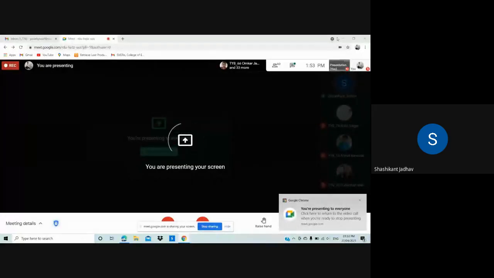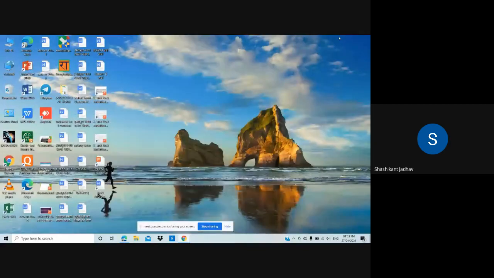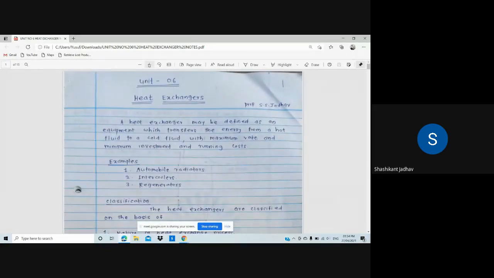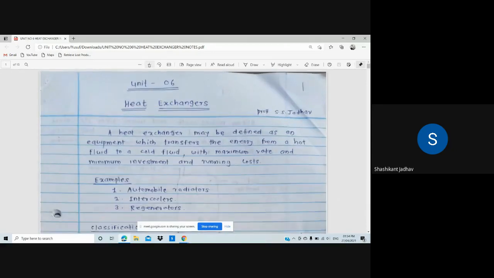Okay, so all of you now look at the screen. All of you write down the next heading, that is unit number 6. Give the new heading, that is the next topic, heat exchangers. Write down unit number 6, heat exchangers.